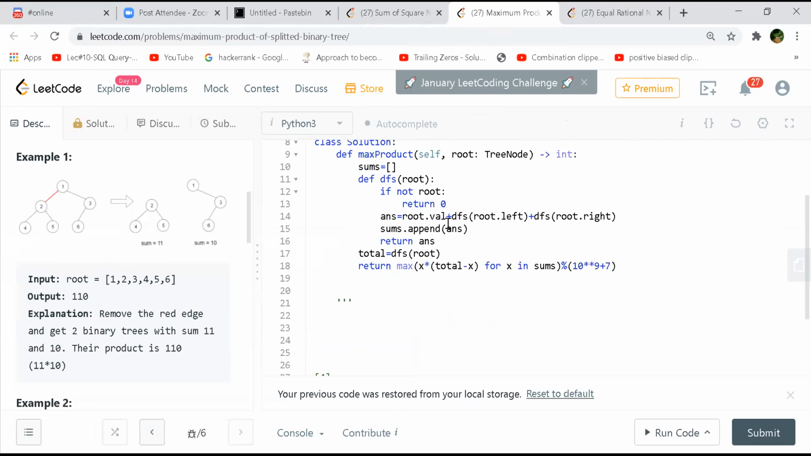Yeah, okay. Let's go with the way we are done. So in DFS I'm passing the root, and if there is no root you return 0, and this is the variable that I'm creating, sum, which will store the sums.